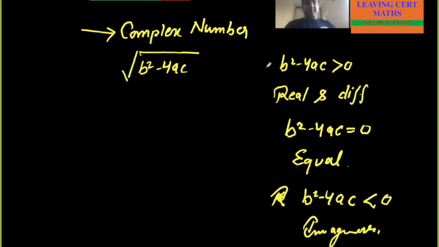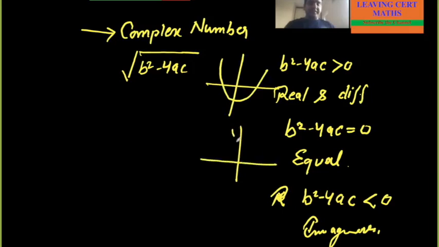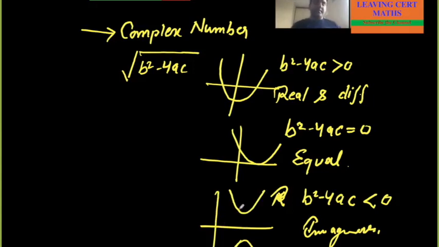When you're talking about the first condition, your graph will look something like this. In the second condition, your graph will just touch the x-axis. In the third condition, your graph will be upward or maybe downward, but it will not touch the x-axis.